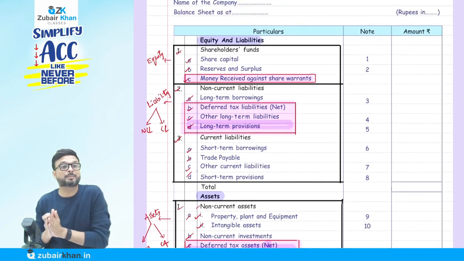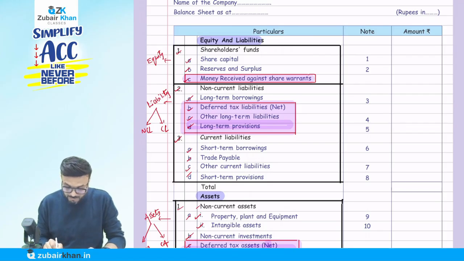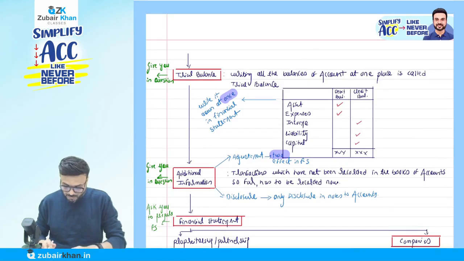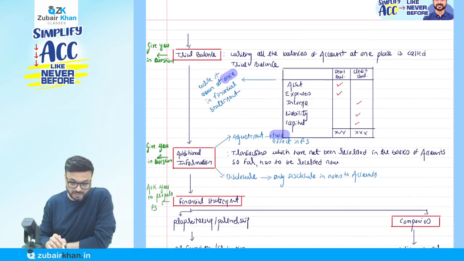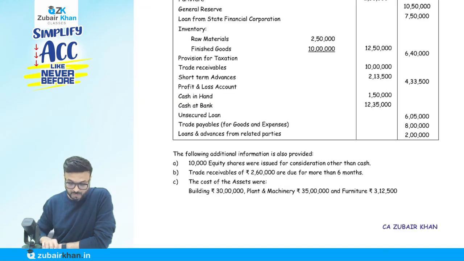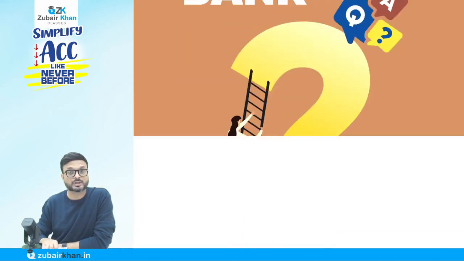Now, what should be the approach when we solve the question? You have to remember this part. They will give you a trial balance, a trial balance question like the one we are going to solve now, question number 1. Remember that here you have to take the question bank, part 1.